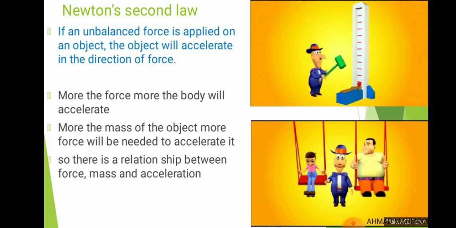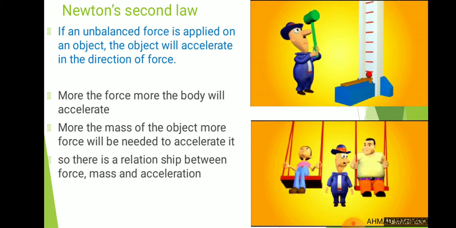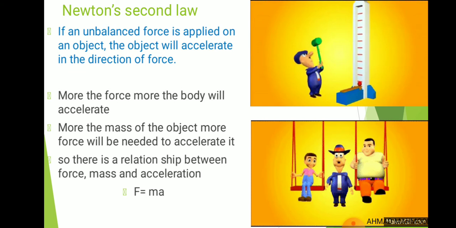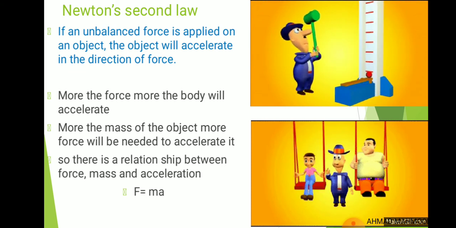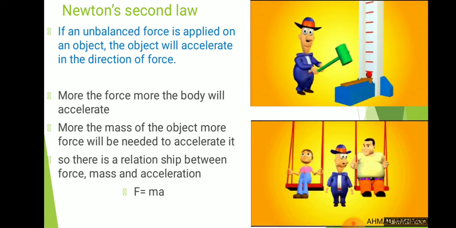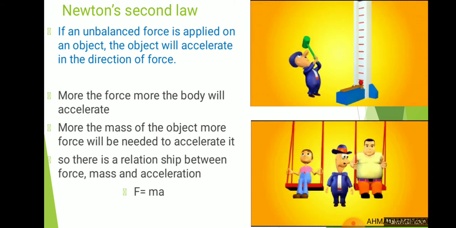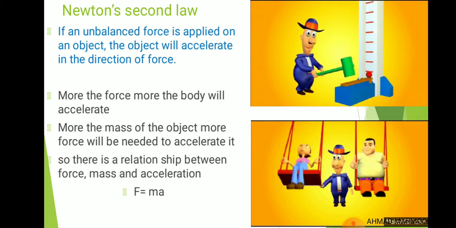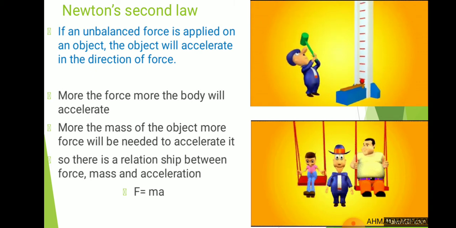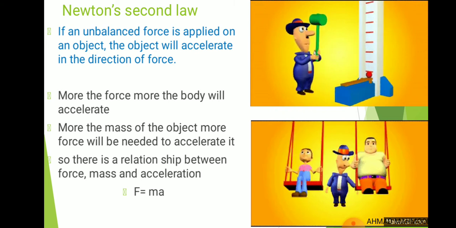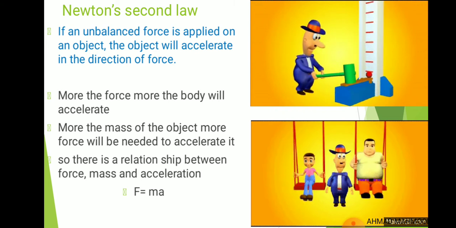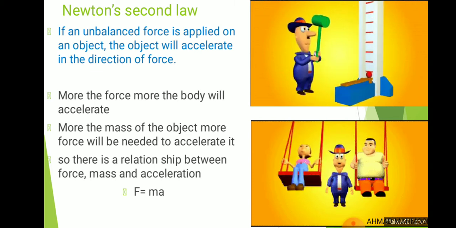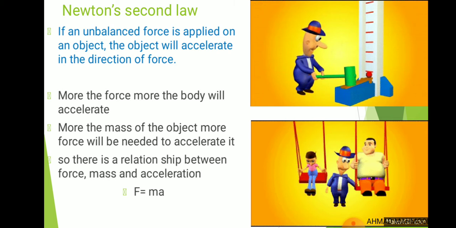So, there is a relationship between force, mass, and acceleration, which is F = ma. You can see from this relationship that the force is directly proportional to acceleration, which means that the more the force, the more will be the acceleration. Force is also directly proportional to mass, which means that the more the mass of the object, the more force will be needed. But there is another interesting relationship. If we keep the force constant, mass and acceleration will be inversely proportional.